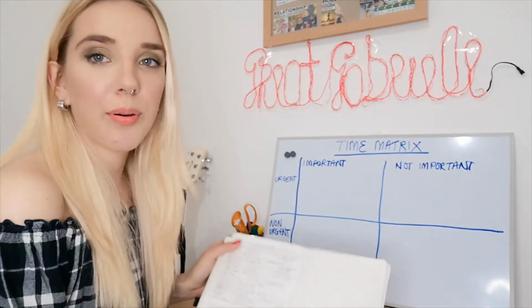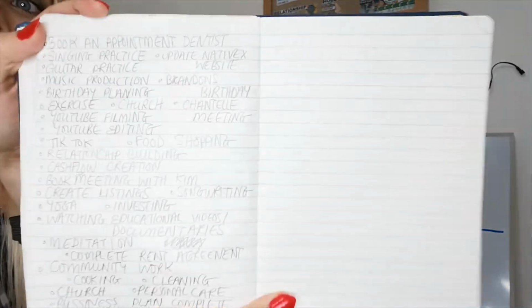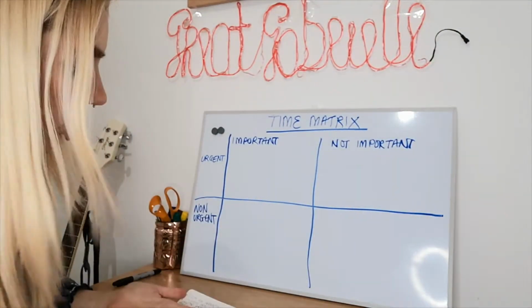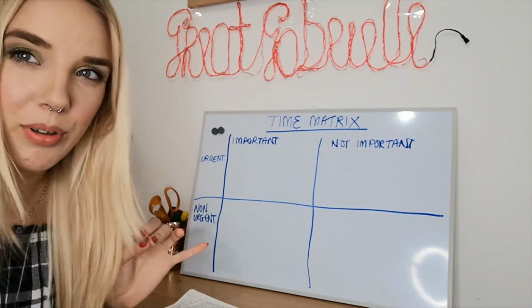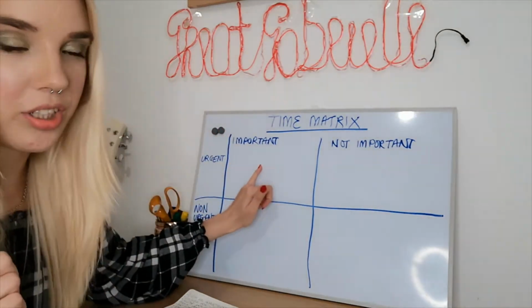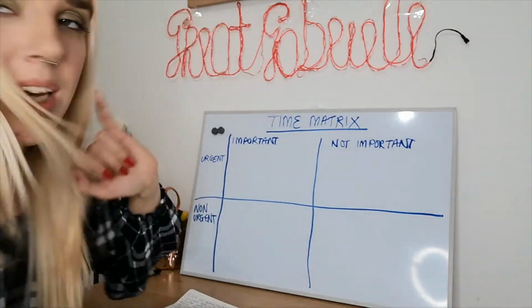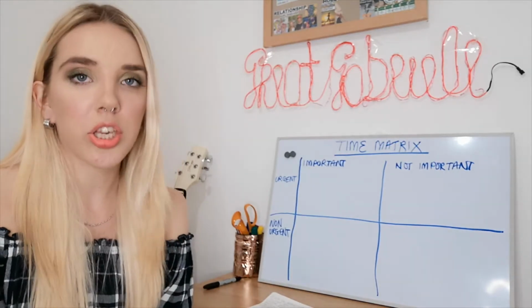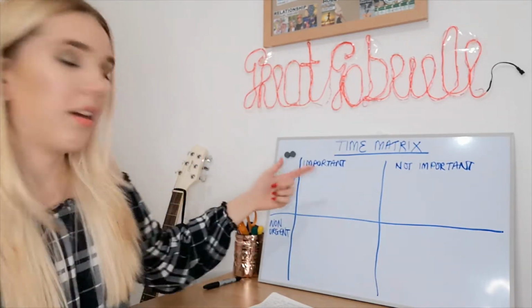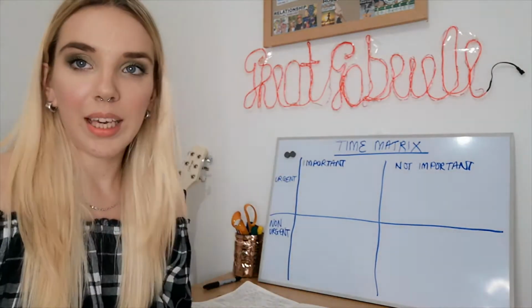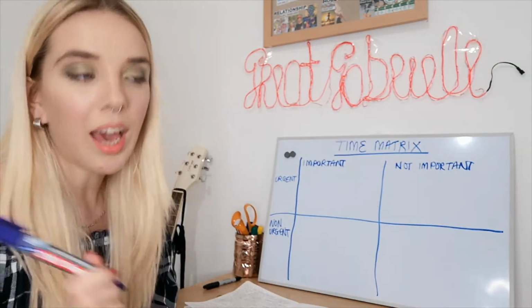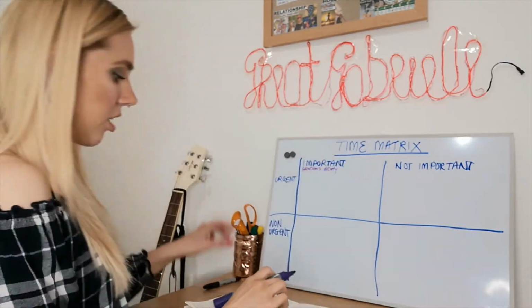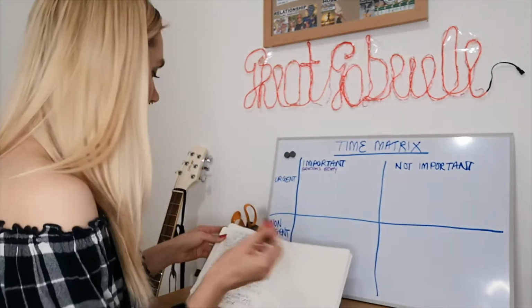Step 2. We're going to put all of our tasks into the time matrix. We're going to work out what is urgent and important, urgent but not important, important but not urgent, and not important and not urgent. For example, if you have an exam coming up this week, that is urgent and important. You would put it into this box. For me, my nephew's birthday is coming up this Tuesday, so I know that's urgent and important. As I put it here, I'm going to cross that out here.